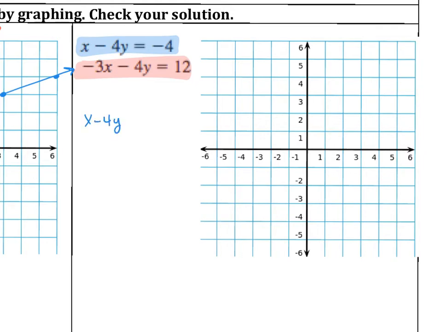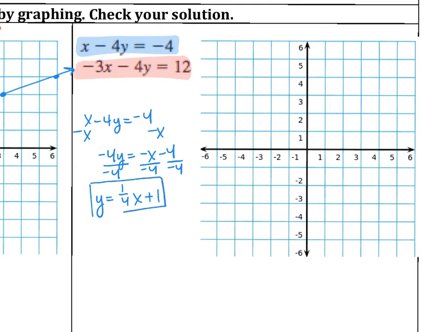I'm going to take my blue equation down here. X minus 4y equals negative 4. And I'm going to solve for y by subtracting x from both sides. And I'll get negative 4y equals negative x minus 4. And then I'm going to divide by negative 4 everywhere. Make sure you divide every single term. My end result will be y equals 1 over 4x plus 1. Remember with graphing, we love fractions. It's just rise over run, so no need to simplify into a decimal.